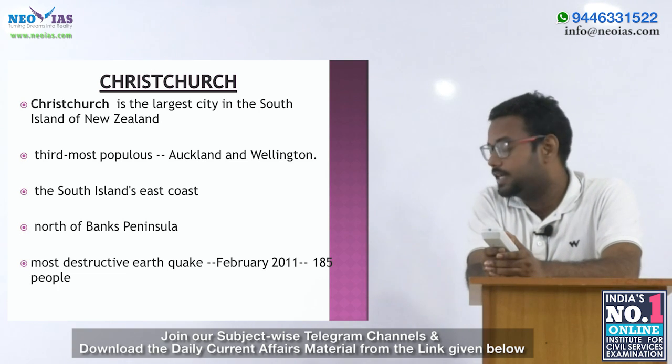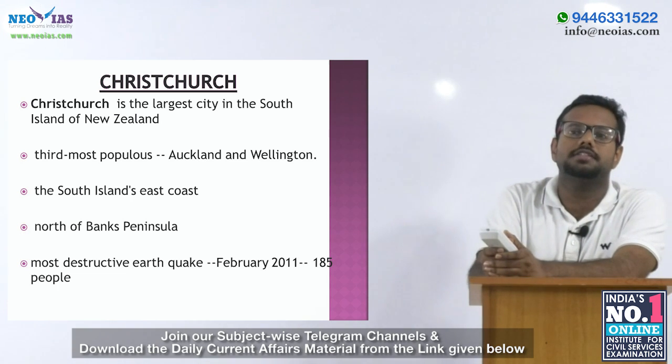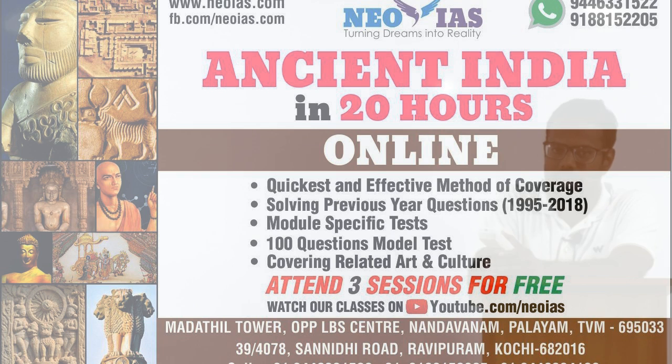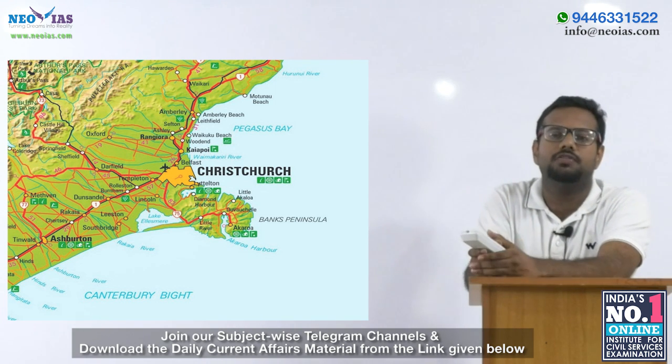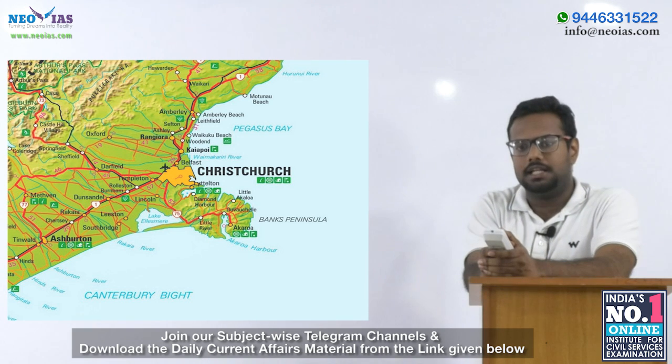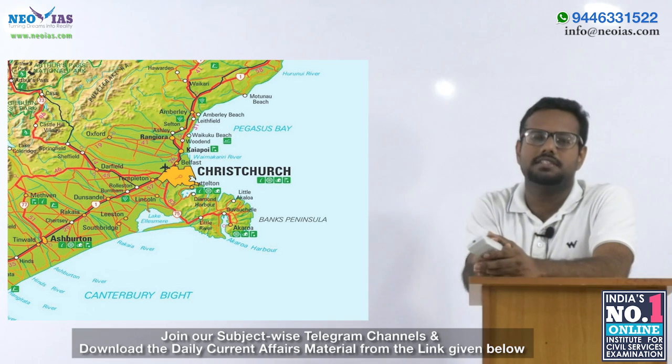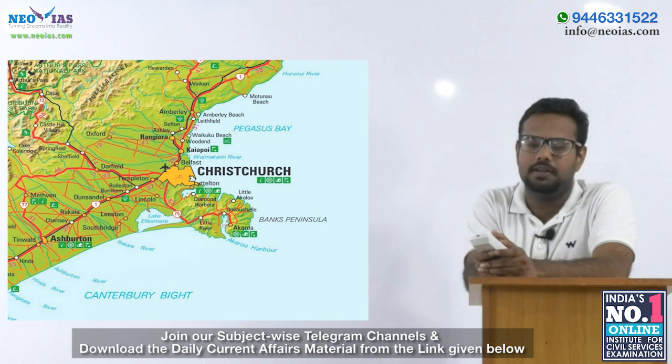So the map is of Christchurch, and Christchurch is the largest city in the South Island of New Zealand, located on the east coast of the South Island. You can see in the picture, it is located on the east coast of the South Island and north of the Banks Peninsula. And the city suffered a destructive earthquake in 2011 which killed almost 185 people.